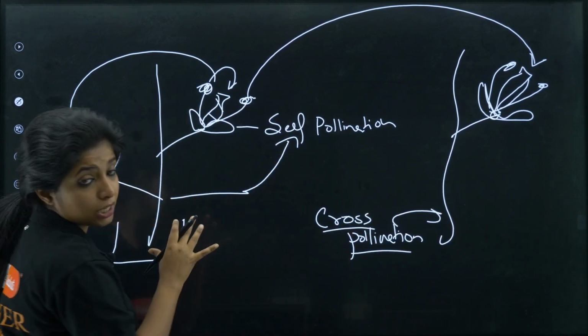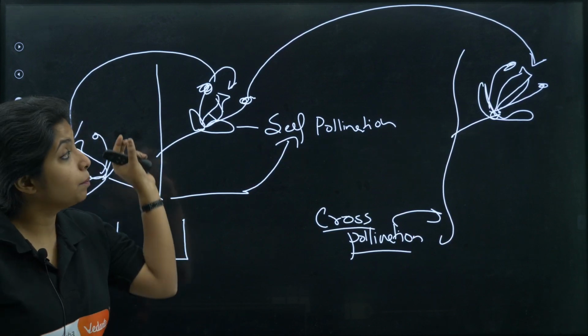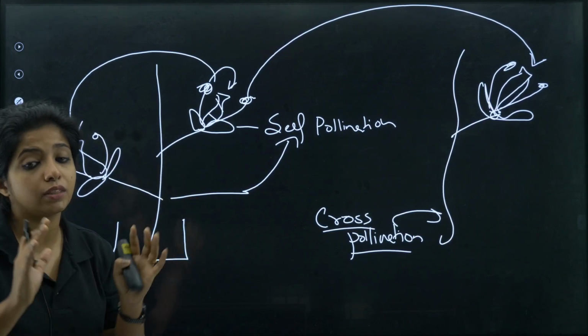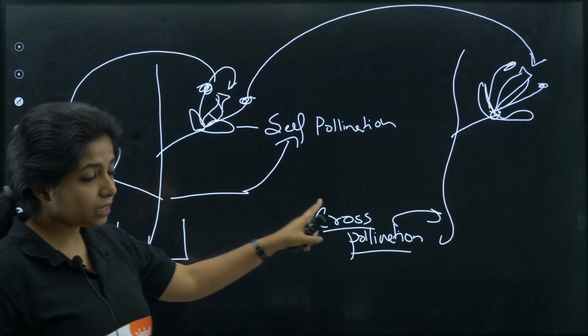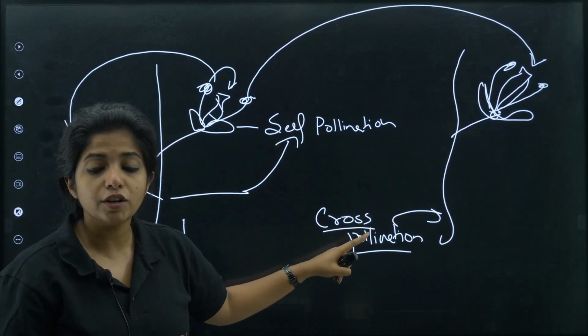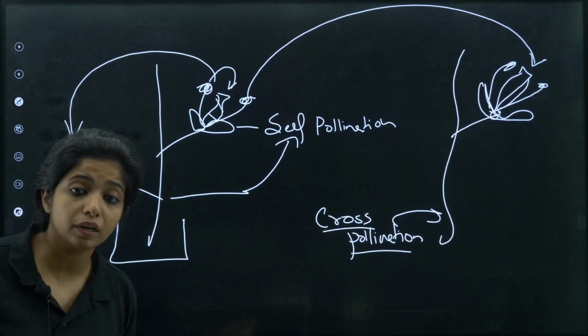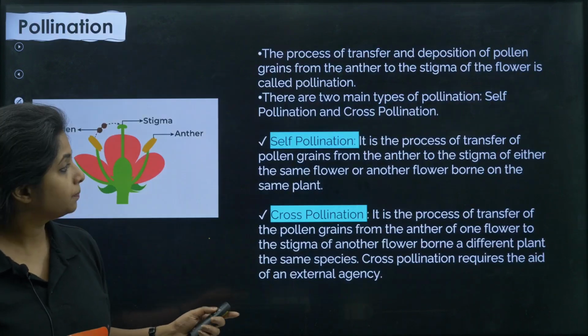Don't think that self-pollination is an asexual mode of reproduction. No, children. One parent is there, I agree, but the male and the female gamete are coming and fusing, and that means sexual reproduction is happening over here. This is a question. In which mode of pollination do you see more variation? Cross-pollination, because two parents are being involved, two different genetic materials coming together.